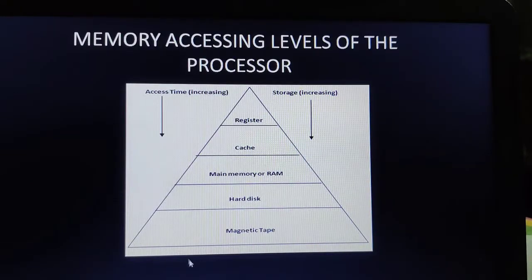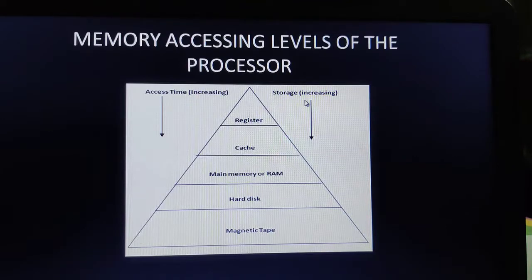Now moving on to the next, memory accessing levels of the processor. Here you can see, firstly the register access timing. We have registers, cache memory, and main memory or the RAM. All these come under internal memory. Hard disk and magnetic tape come under external memory, or you can also say secondary storage devices. We have the internal hard disk also.